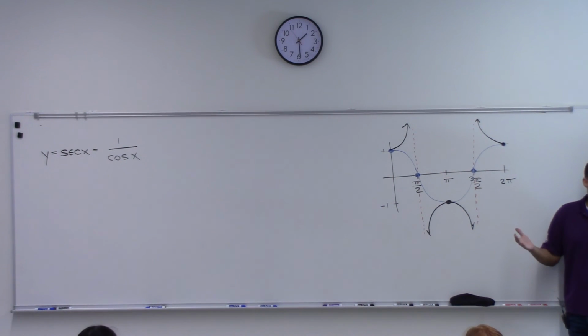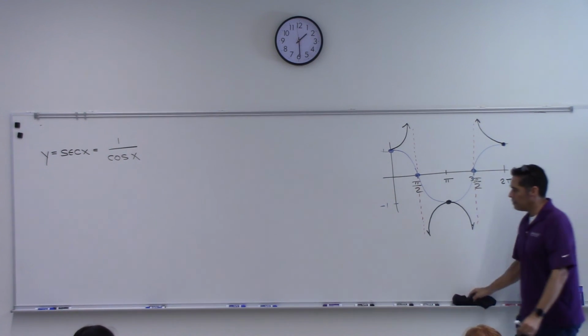So it's basically the same as a cosecant function. It's all these little u's, all right? Up and down. We happy?